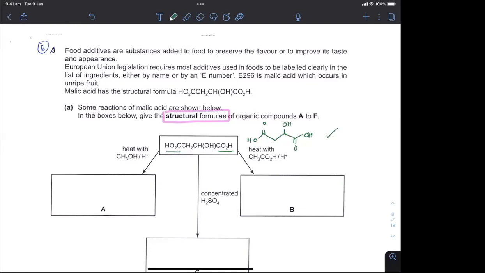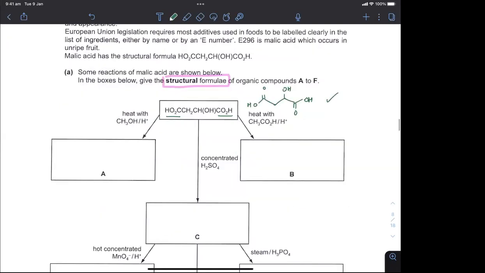Now, the reaction. This is the reaction with CH3OH and acid. CH3OH and acid. So this is alcohol. And the acid there is usually concentrated sulfuric acid as a catalyst. And this one here on the right-hand side is carboxylic acid and H+. So both of them are what you call condensation reaction. Some people say esterification. Esterification is the name of the reaction.